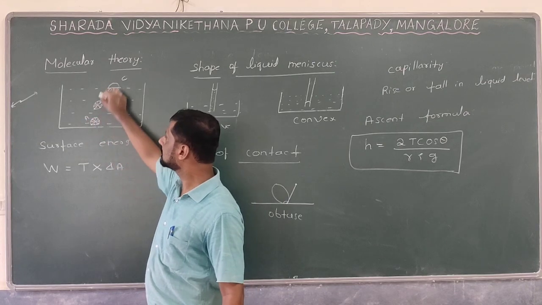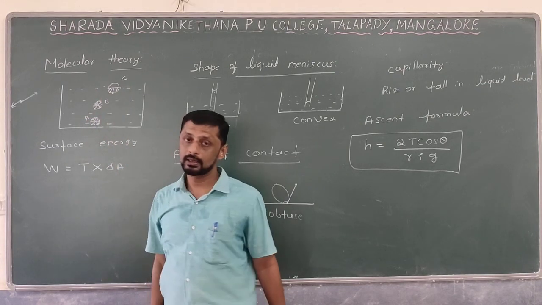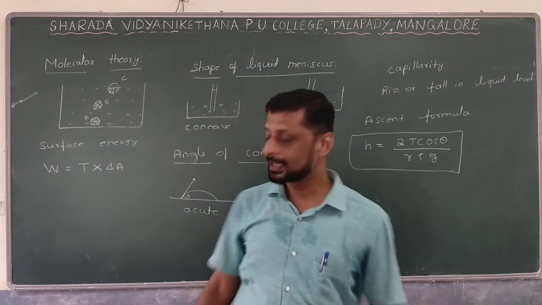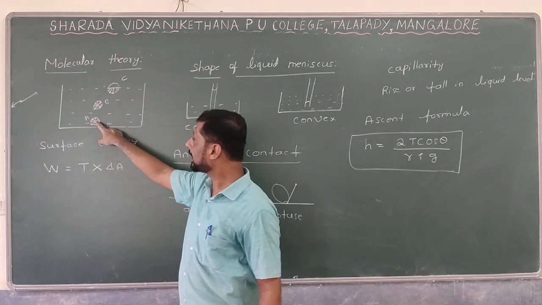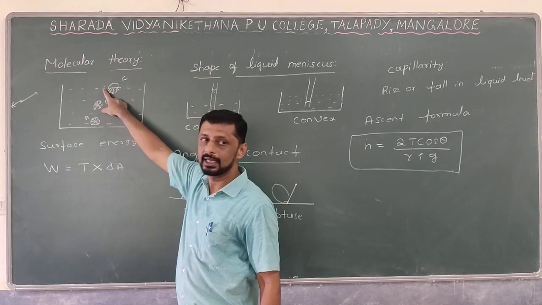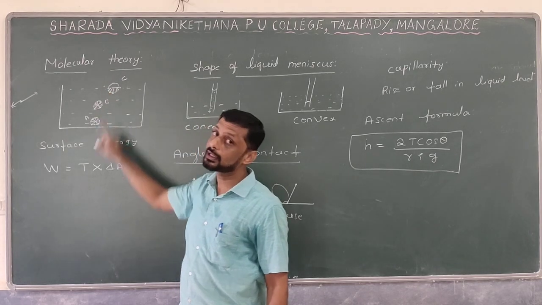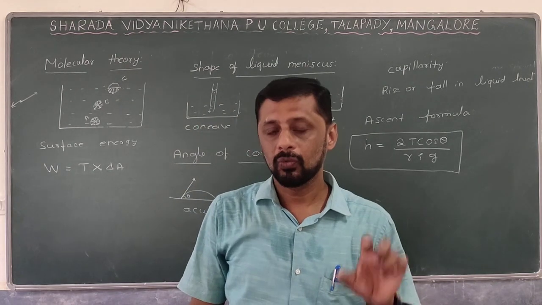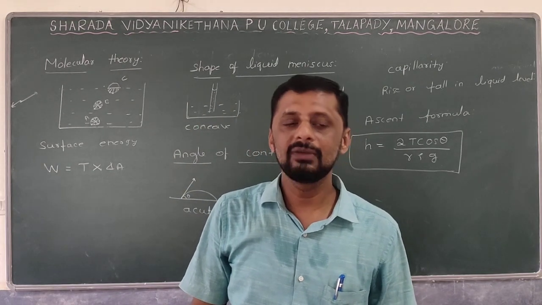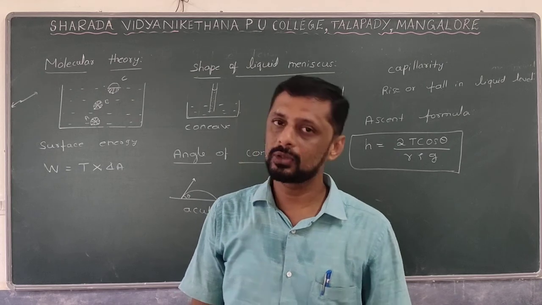Now, if you want to bring molecule A to the surface, or B to the surface, what has to be done? Since it is equally attracted by all the surrounding molecules, when you try to push this molecule to the surface, it is equally attracted by all the neighboring molecules. Therefore, work has to be done. You know that work done is always stored in which form of energy? Potential energy.